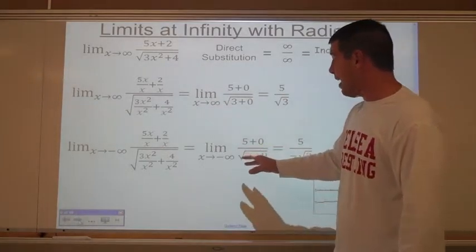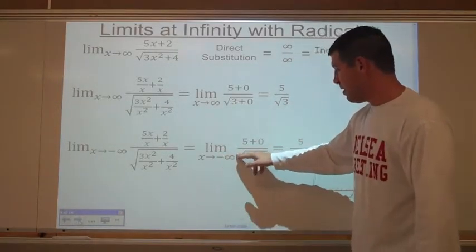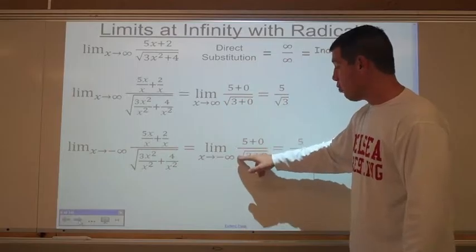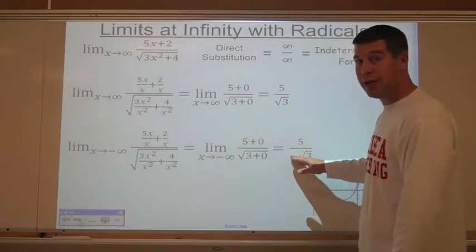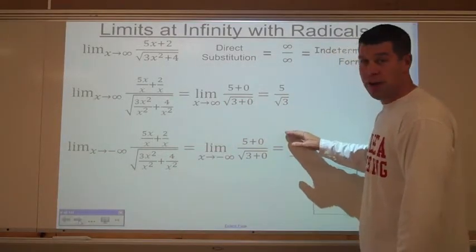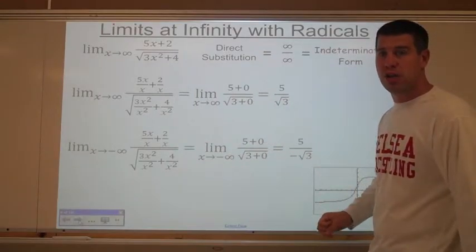The only thing that's negative when you do this is the square root sign, not the whole thing. The radical sign's negative, and if the numerator is also negative, they'd still cancel each other out like normal math.